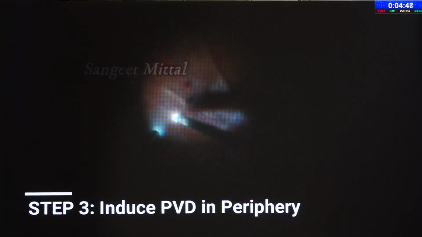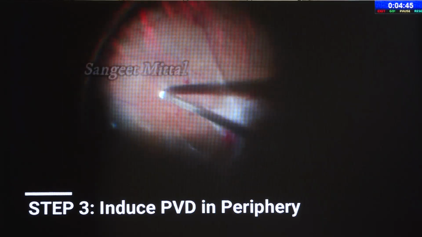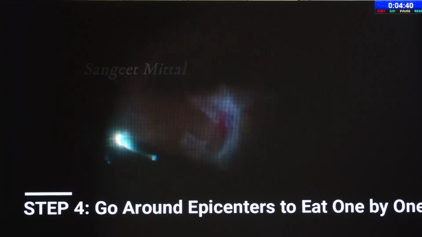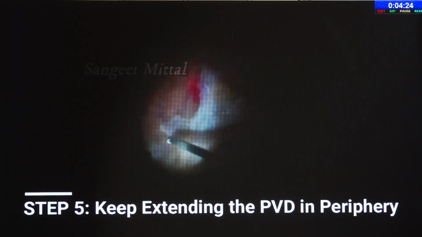Now I advance my cutter, I cut the membrane like a wedge and advance to the periphery from the center. And once I have reached the periphery, I start inducing the PVD from the periphery. And now I can go all around the epicenters to cut them all. So one by one, you can take all these epicenters.